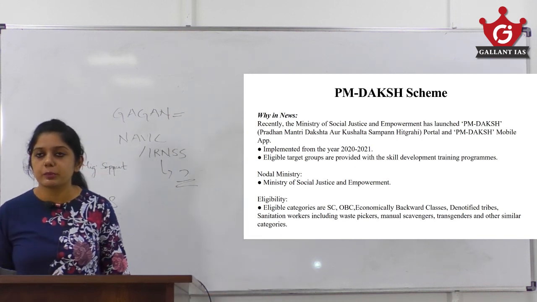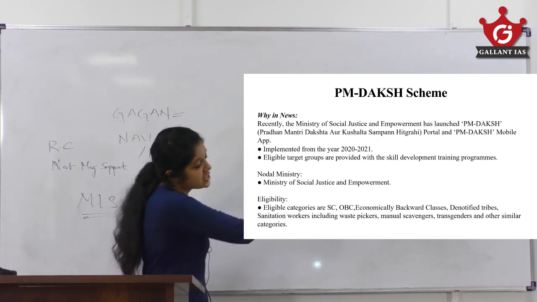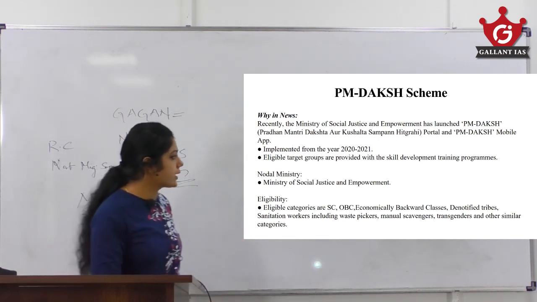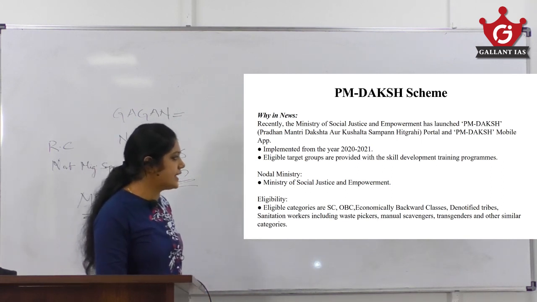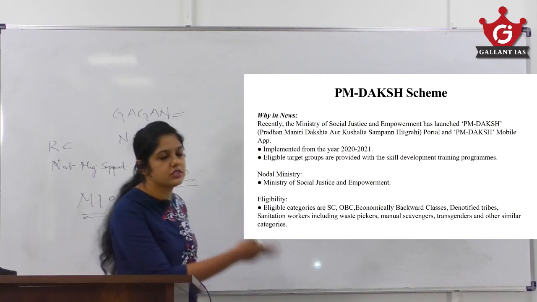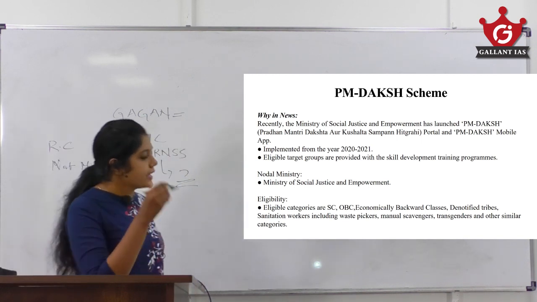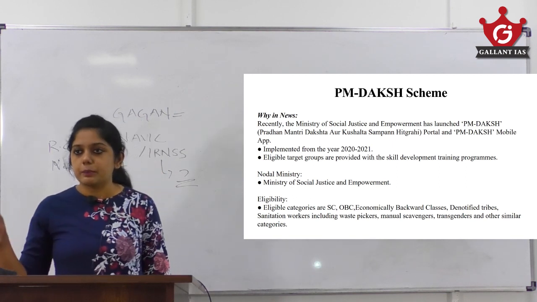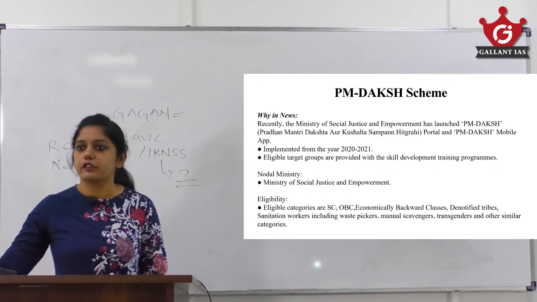Eligible target groups are provided with skill development training. So what is the purpose of the program? In order to provide skill development training. See, who are eligible? Here eligibility criteria is there. Scheduled caste, OBC, economically backward sections, denotified tribes, sanitation workers, waste pickers, etc. are included. So you will get a statement like, Pradhan Mantri Daksh scheme is aimed at providing skill development to all the sections of the society.